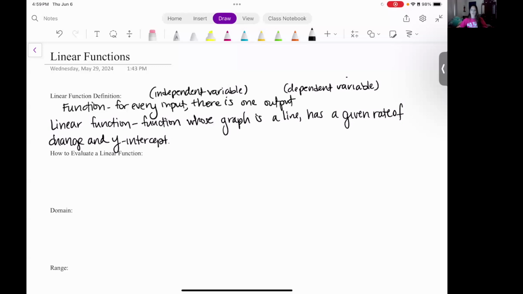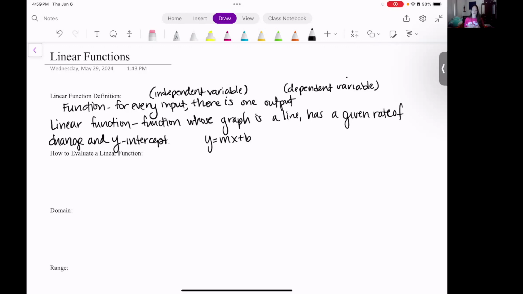A linear function is a function whose graph is a line. There is a given rate of change and a y-intercept. We know the rate of change to be the slope, which we represent with an m, and the y-intercept is our starting point, which is represented by b. Typically, you will see a linear function written as y equals mx plus b, and you can also write it as f of x equals mx plus b.